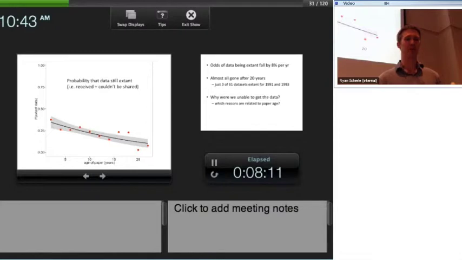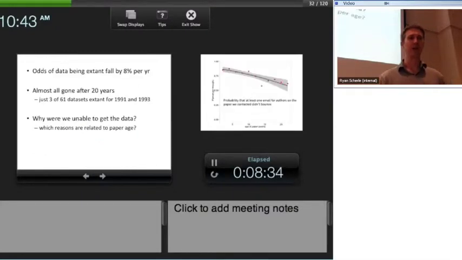The amount of data drops off from about 40% in 2011. So until 20 years later, most of it is gone. And for the last 2 points there, 20 and 22, they're based on just three studies, one of which is that I still have it and I'm using it. So the odds of the data being extant fell by about 8% per year, and it was almost all gone after 20 years. Just three of the 61 data sets we asked for in 1991, 1993 were available.